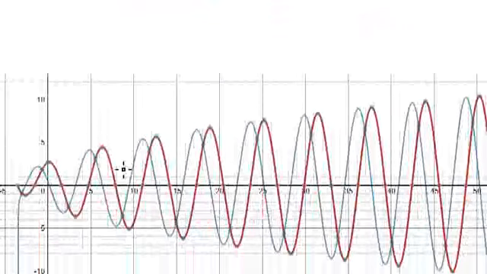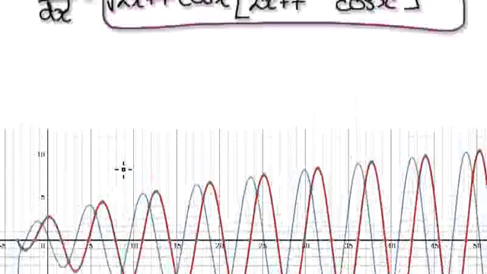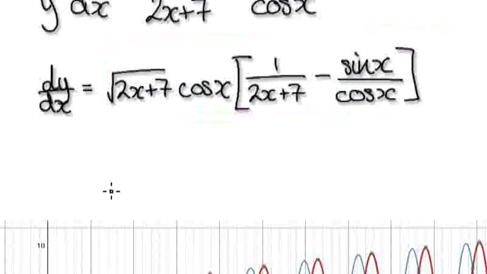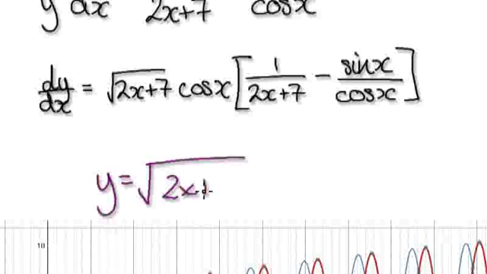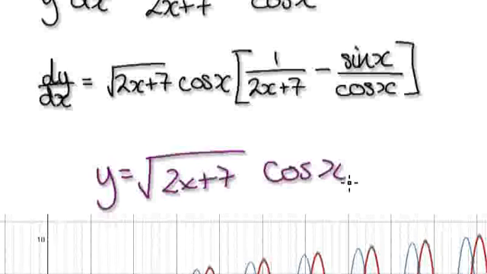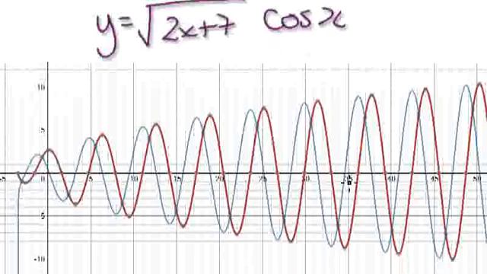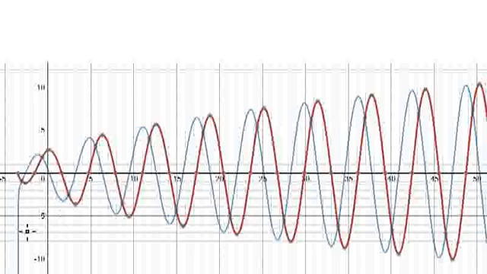So originally, the red line here, originally y was root 2x plus 7 and then cos of x. So this here, the red line here, represents our original y equals blah blah. This red line here. The blue line here, I don't know if you can see it, but the blue line here represents the derivative. So have a quick check.